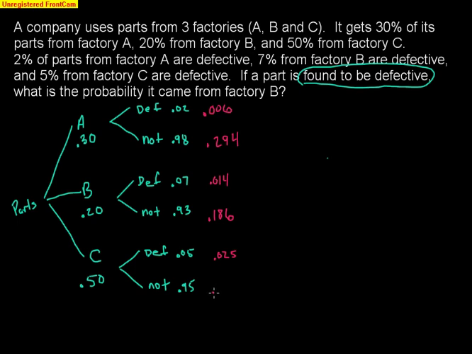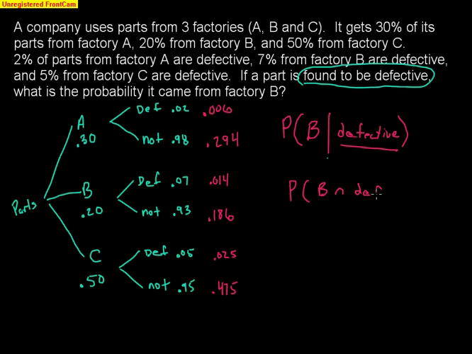Now, what we have to understand here is we know that the chip is defective. So we're trying to say, what's the probability it came from factory B given it was defective? I mean, we know this chip in our hand is defective. That's a given, okay? So let's use the formula. The formula says it's the probability of B and defective divided by the probability of the condition, which is defective, okay?